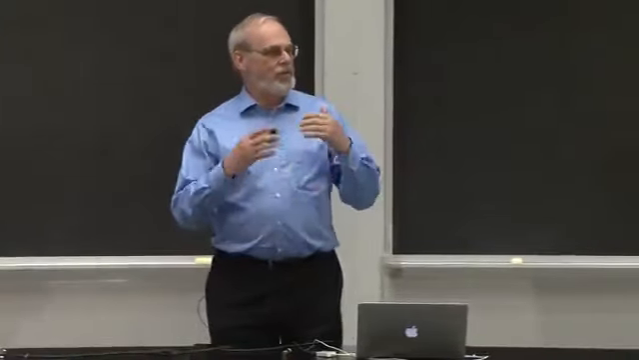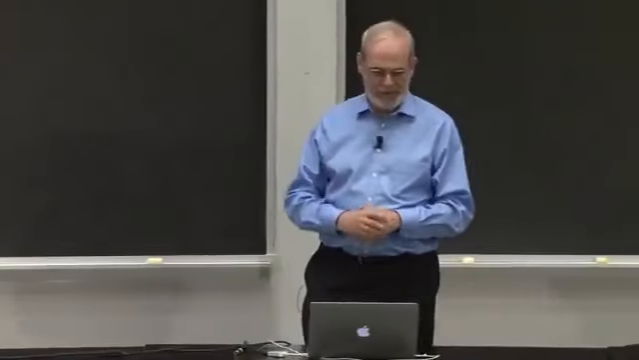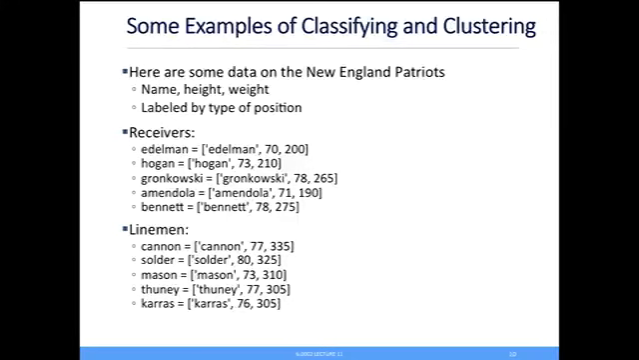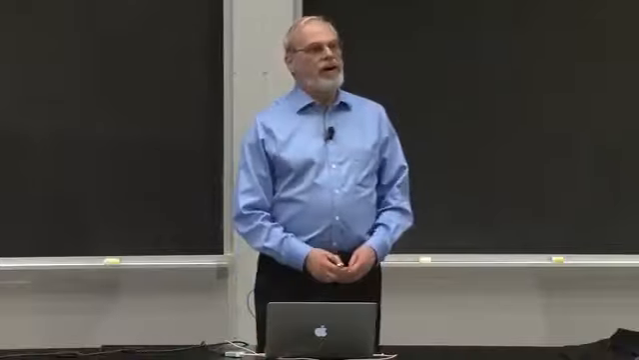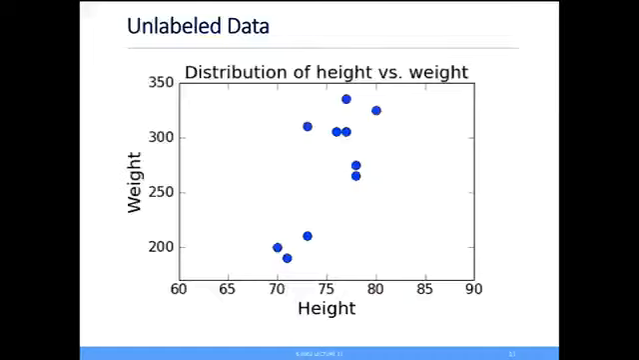What I'm going to do is show you basically the intuitions behind doing this learning. And I'm going to start with my New England Patriots example. So here are some data points about current Patriots players. I've got two kinds of positions. I've got receivers and I have linemen. And each one's just labeled by the name, the height in inches, and the weight in pounds. Okay? Five of each. If I plot those on a two-dimensional plot, this is what I get. Okay? No big deal. What am I trying to do?